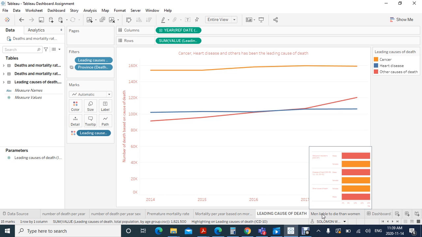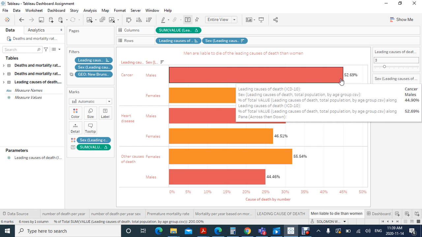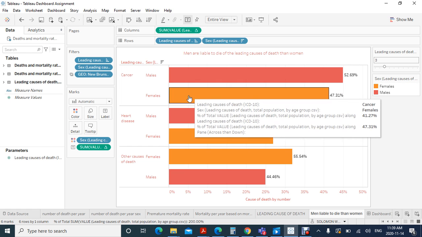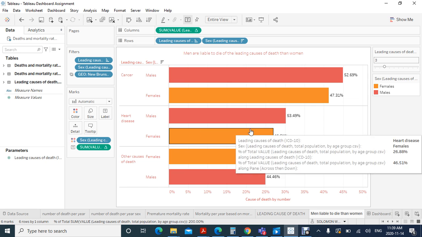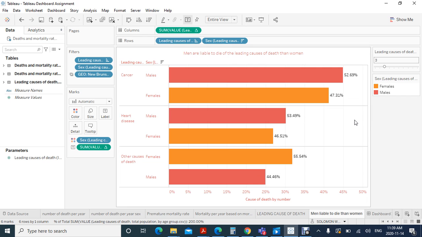So what section of the population in terms of sex is dying of cancer and heart disease? So I did another plot. If you look at this, you will see that it still says that there are more men dying of cancer compared to women. And also for heart disease, there are more men dying of heart disease compared to female. So this actually tells us where we are in terms of the health of the population in New Brunswick, the mortality in New Brunswick.